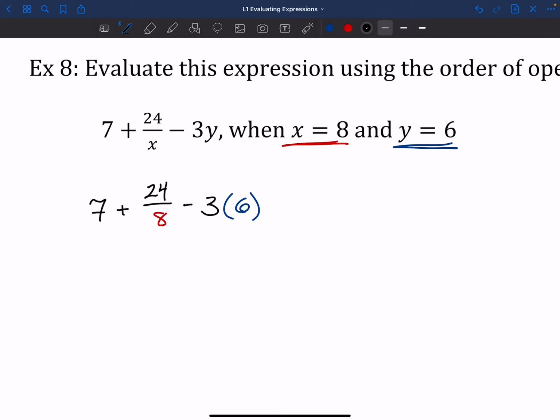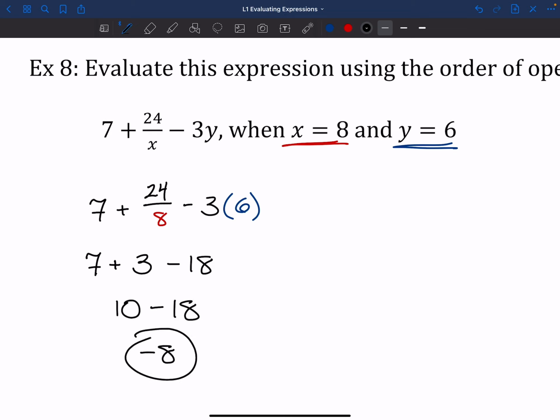Parentheses, can't do anything in them. Exponents, we don't have any. Multiplication and division, though, we got plenty of that. So that first bit is 24 divided by 8. It's going to be 3. We also then have negative 3 times 6, which is negative 18. Again, multiplication and division as one big step. Then we're adding and subtracting, going from left to right. So 7 plus 3 is 10. 10 minus 18 is negative 8.